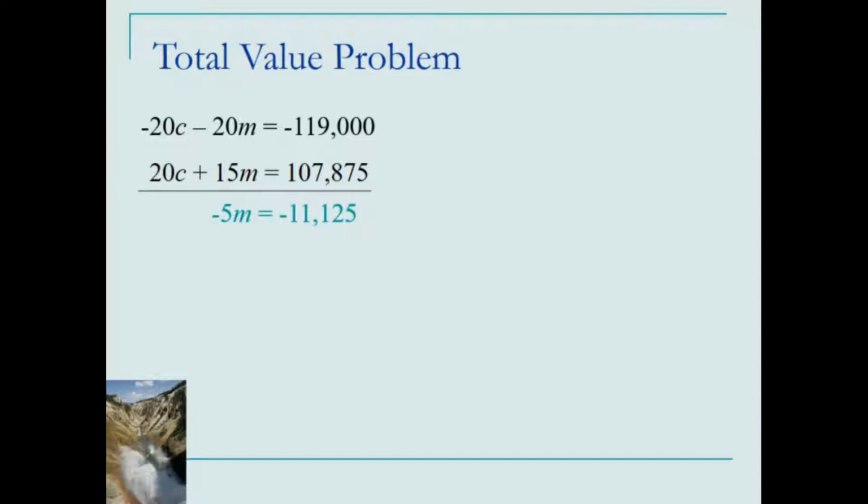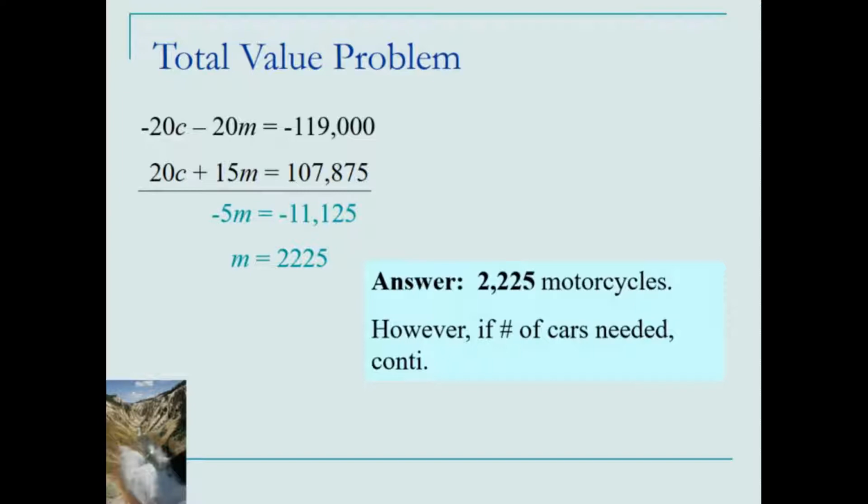The only thing left to do to solve this equation then is to divide both sides by -5 to get the variable by itself. M stood for the number of motorcycles, and that was the question: determine the number of motorcycles that entered the park. So essentially we're done. However, many problems do ask for both pieces of information.